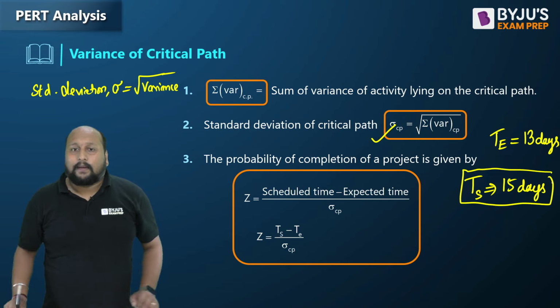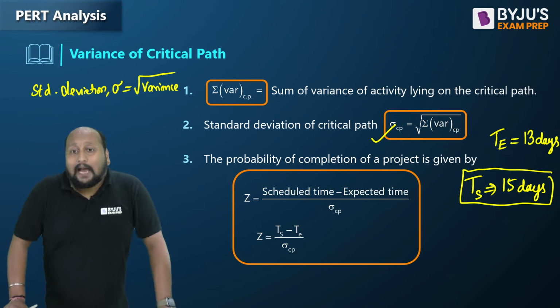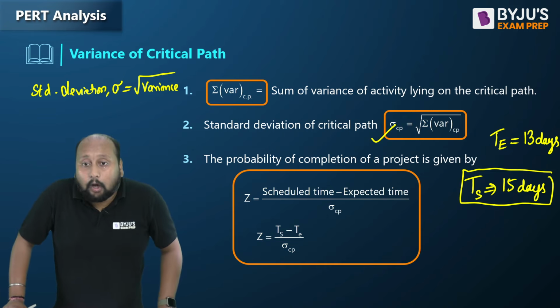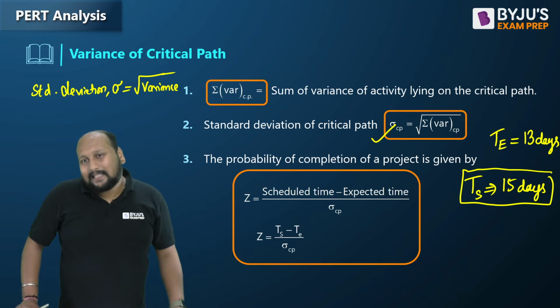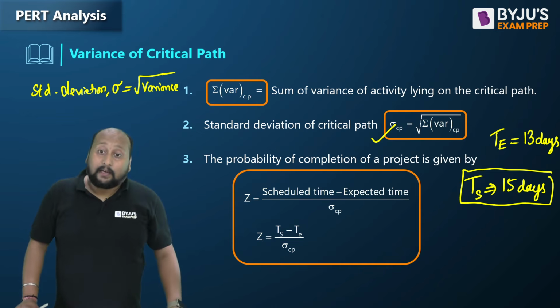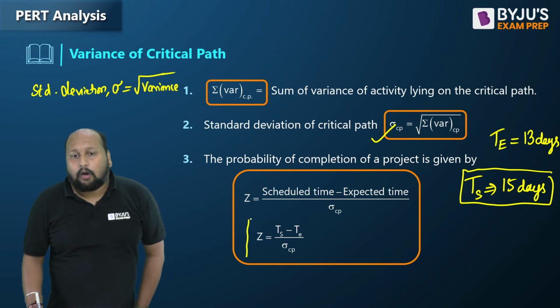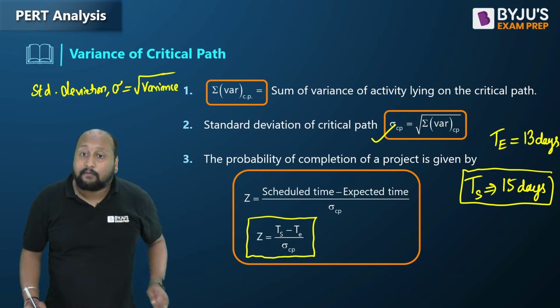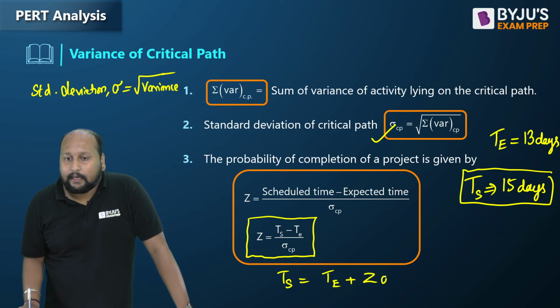What will be the probability if the scheduled time for the project to be completed is 15 days? Here I'll be using the concept of standard normal variate, because this project is following a normal distribution. I can calculate the standard normal variate, which we denote as capital Z. What is this capital Z? Capital Z is the ratio of the difference between the scheduled time and the expected time, divided by the standard deviation along the critical path. Or I can say scheduled time is equal to expected time plus Z into sigma.